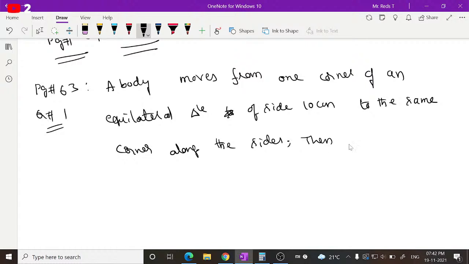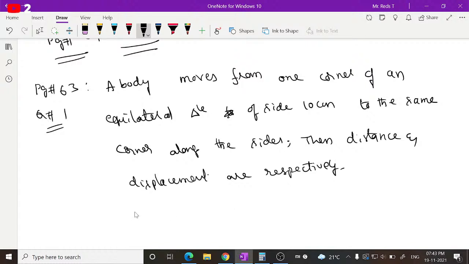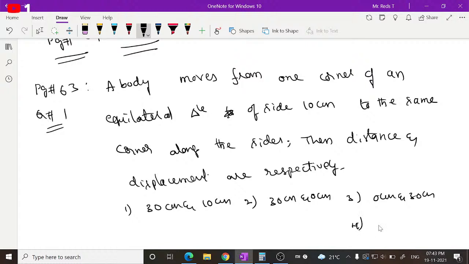So actually no need of options for this, but let's see the options. First option is 30 centimeters and 10 centimeters. Second option 30 centimeters and 0 centimeters. Third option 0 centimeters and 30 centimeters. And fourth option 30 centimeters and 30 centimeters.